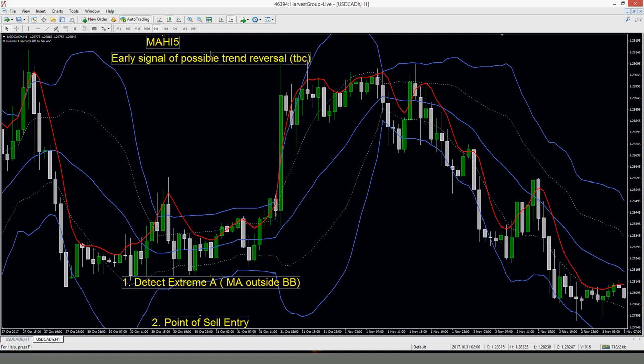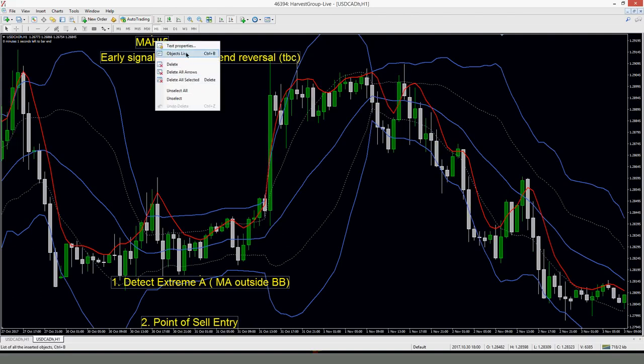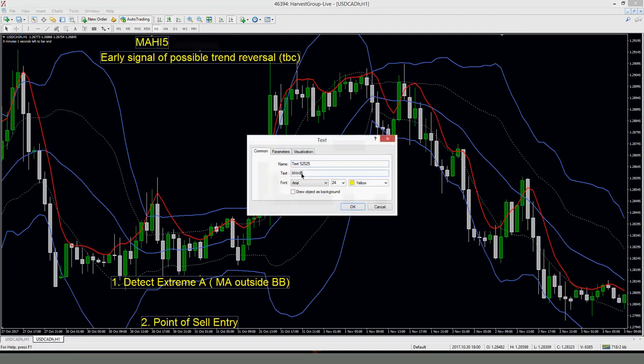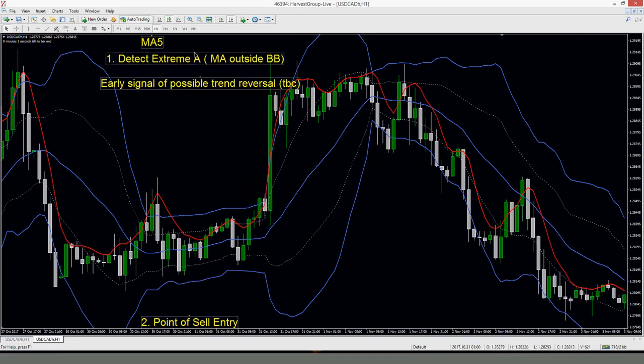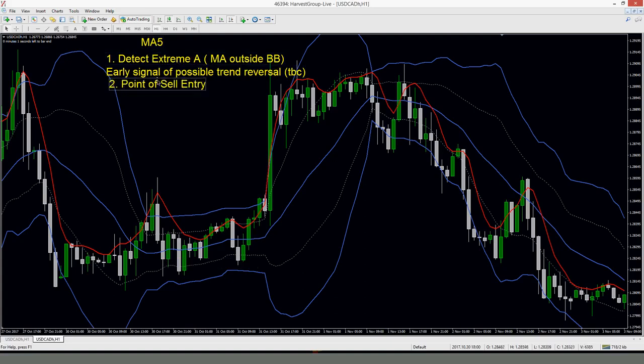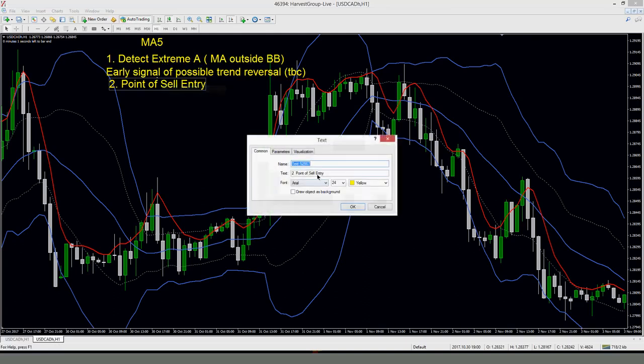So the function of my... okay, let me just put that simplified like that. So the first one, MA5, is to detect extreme A, which is MA outside of the Bollinger Band. Okay, and obviously, the second one is a point of entry, whether it's buy or sell.